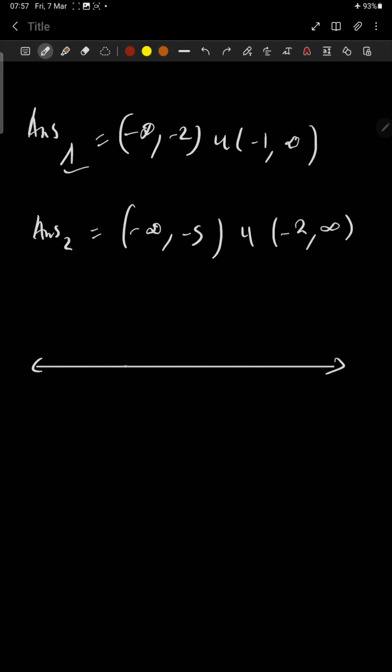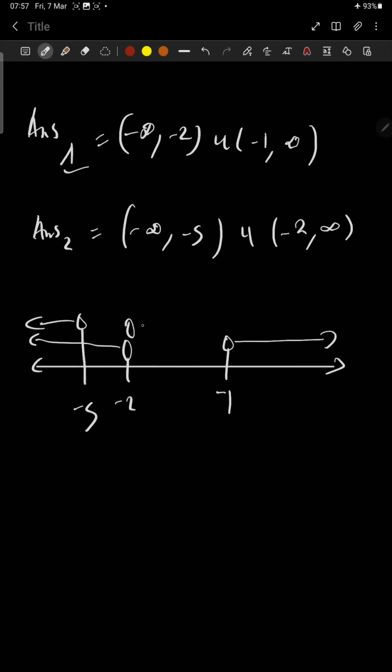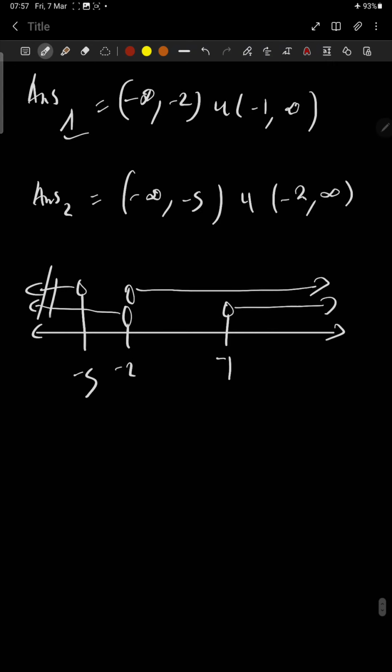Okay, where is it? Negative 2. So from negative 2 to negative infinity. Then negative 1 is here to positive infinity, like that. Then this one is negative 5. Negative 5 is found here. Negative 5 to negative infinity. Then negative 2 from here to positive infinity. So the intersections are these parts. Okay, and this part, that's the intersection.